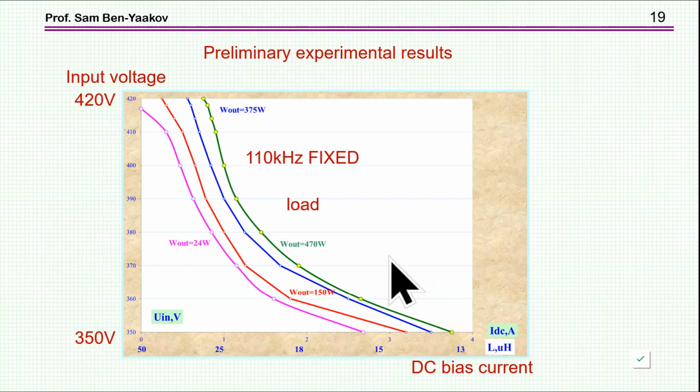Now, based on this result, one can clearly see that the variable inductor can run the LLC converter at fixed frequency. Obviously, there are many options here, many variables that can be adjusted, and many optimizations that can be done, but this is beyond the scope of this presentation.